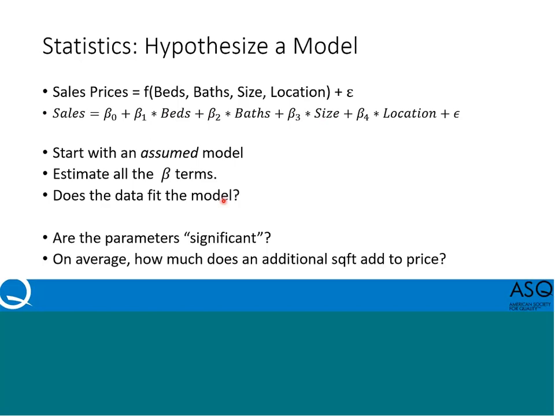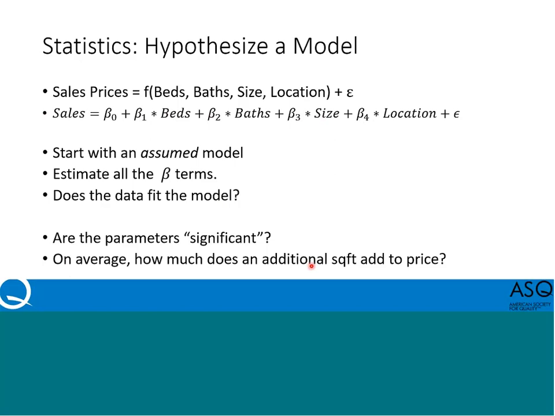Then we go through some statistical tests: does the data fit the model? Are any of these parameters significant? For example, does location matter? Otherwise, could this coefficient be 0 or not? So we do different hypothesis testing. And when we have that model, we may be able to answer certain questions such as, on average, how much does an additional square foot add to the sales price?